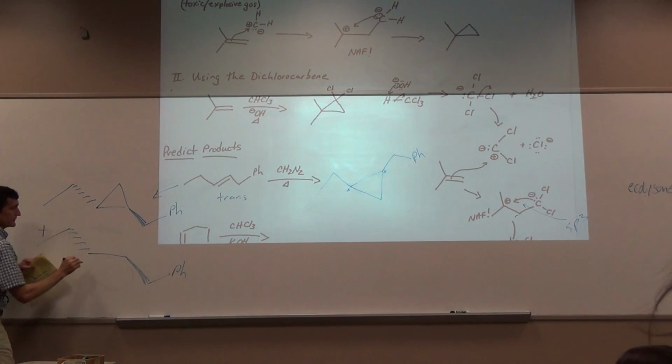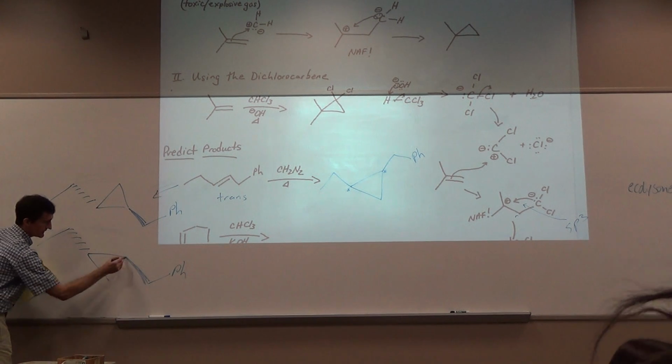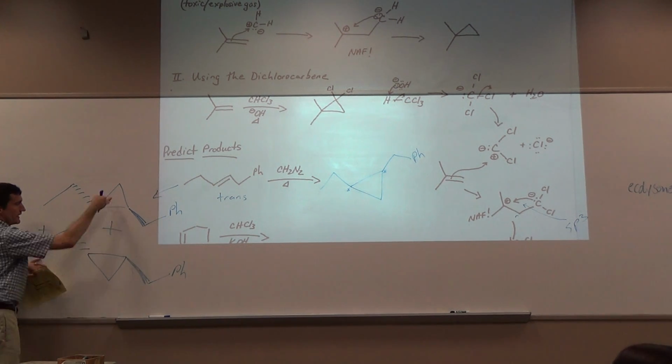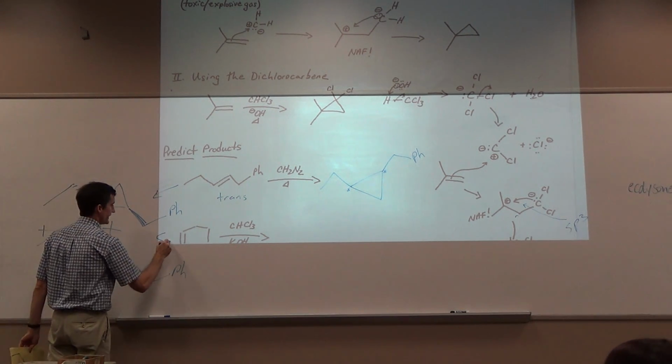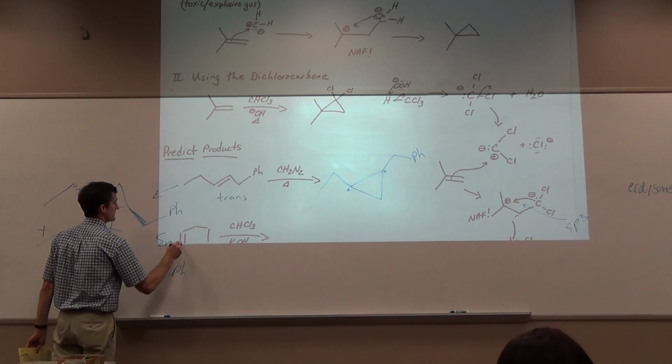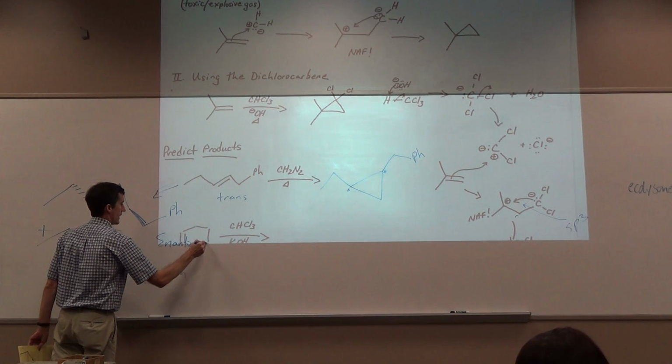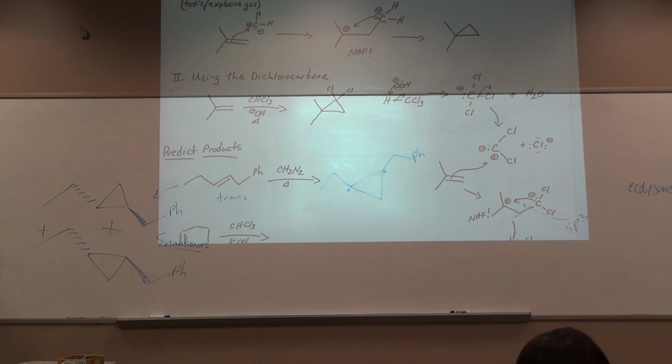And all you got to do is erase the pi bond and do it like this. And this is your two products. These are enantiomers, which means mirror image. You get the mirror image because the reagent can come from the bottom face or the top face. Or if you had it like this, it could come from the front face or the back face.